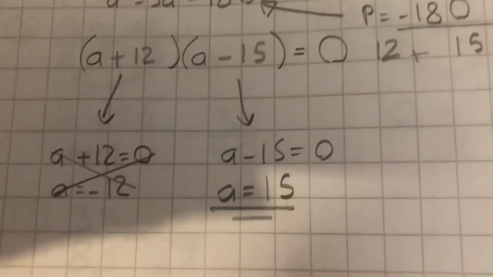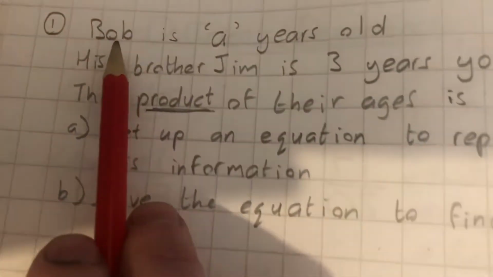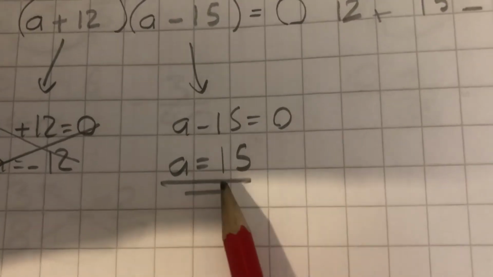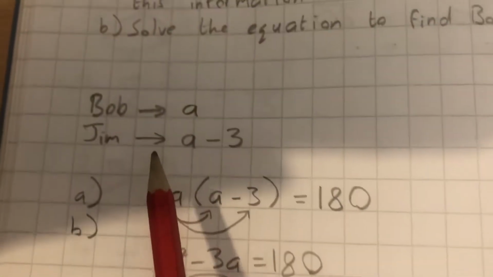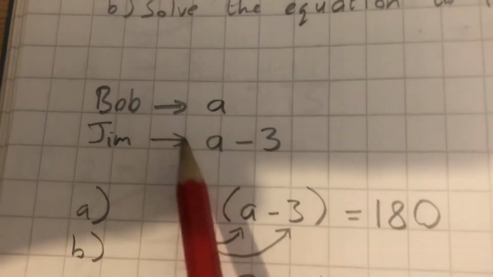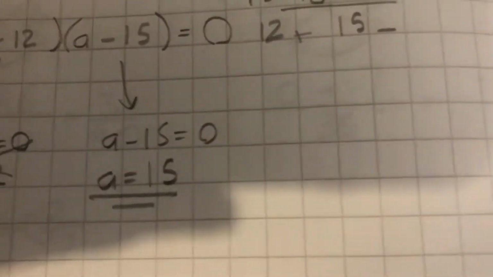Now always just double check to see what the question's actually asking. This is asking us for Bob's age, so Bob's age is just A, so therefore my answer is A, which is equal to 15. The reason I'm saying that is because if it had asked us for Jim's age, I would have to make sure I did A take away 3. Jim's age would have been 12. Okay, so always refer back to what the question is actually asking us for.